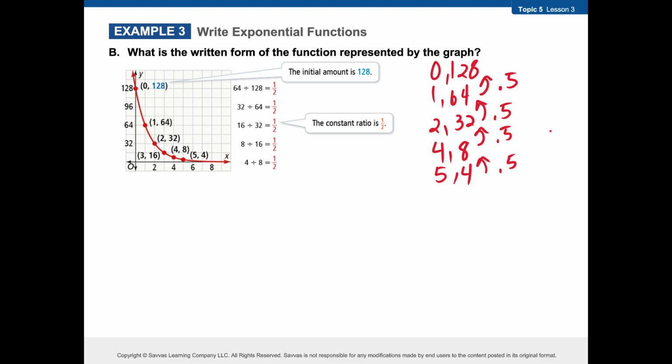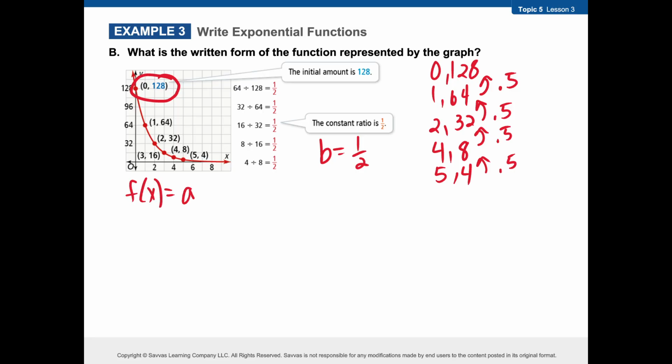And let's say if by accident you tell yourself, oh, it's 2 because you divided 128 by 64. 2 means that your numbers are going up. That means the numbers would be increasing. These numbers are decreasing, so it has to be a fraction or decimal. So my constant ratio is 1/2. Next, pick an ordered pair. I'm going to go with 0, 128.